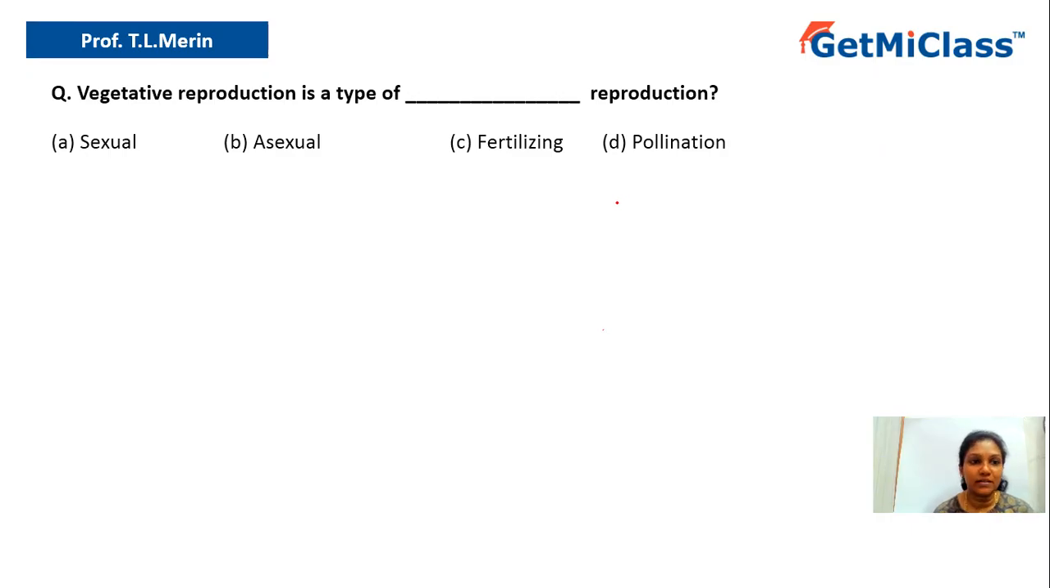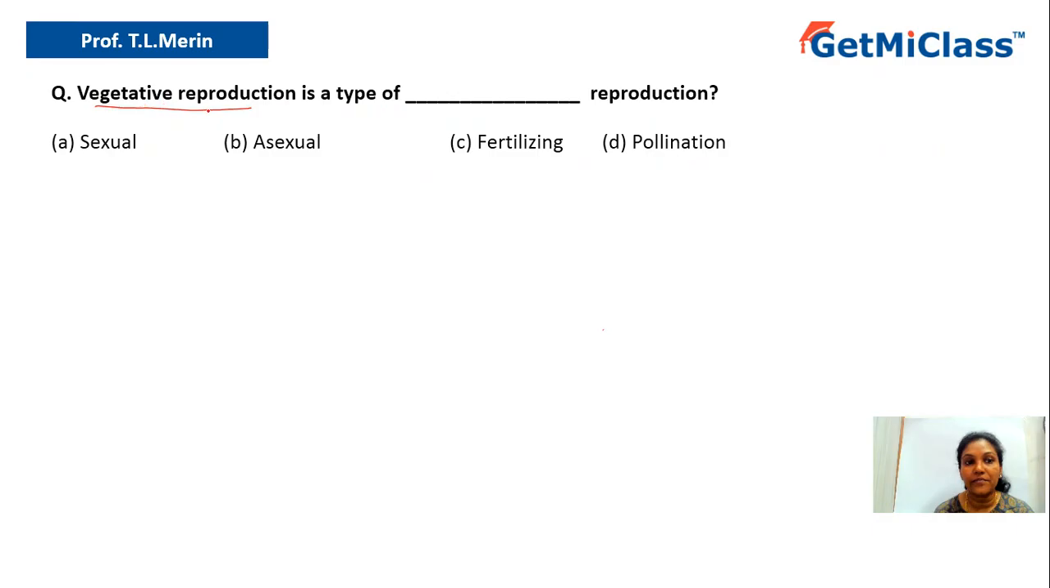Today we're going to solve this question which says vegetative reproduction is a type of dash reproduction. Option A, sexual. Option B, asexual. Option C, fertilizing. Option D, pollination. So let us understand the question. It says vegetative reproduction is a type of dash reproduction.